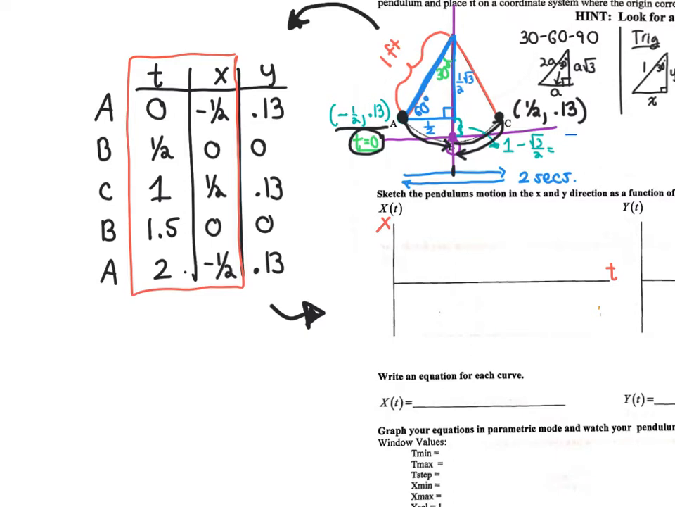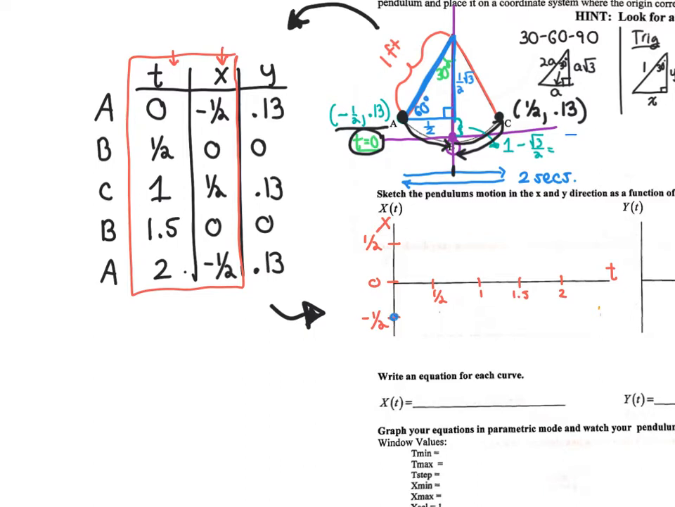Okay, looking at all of my x values, I can see that my x-axis, which again is my vertical axis, I have to go from -1/2 to +1/2. So I'm going to come down here to -1/2, 0, +1/2. Now my t values, I'm going to have to go from 0 to 2. So we'll do 0, 1/2, 1, 1.5, and 2. And I'm just going to be plotting those points.